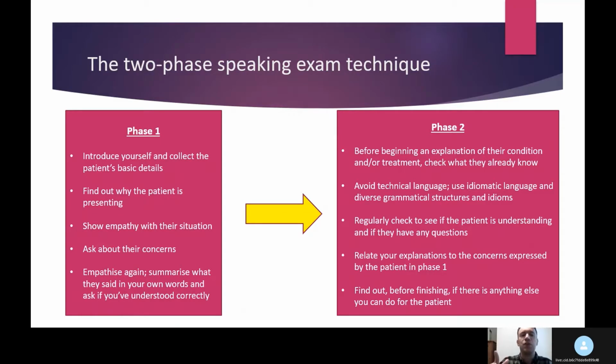The first thing you want to do in phase one is introduce yourself. Who are you and what is your role in this consultation? Then you want to ask for the patient's first and last names and also clarify the title that they would prefer you use. For example, Mr., Mrs., Ms., or can you call them by their first name? That's something you want to find out at the very beginning, and also ask for their date of birth.